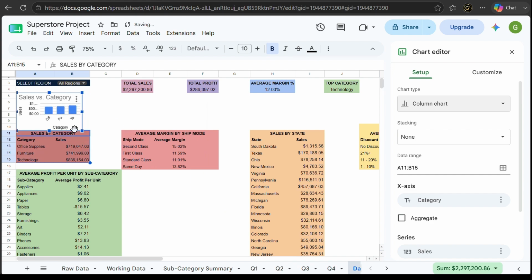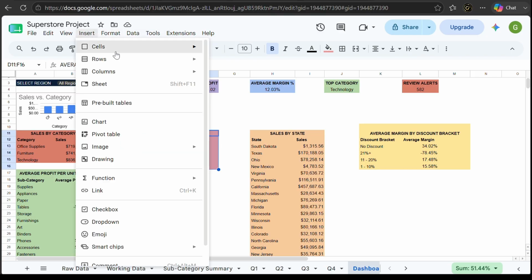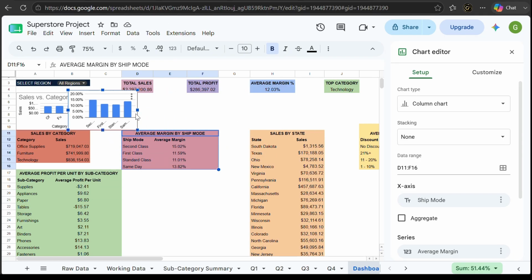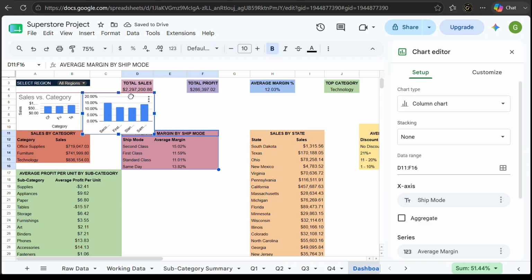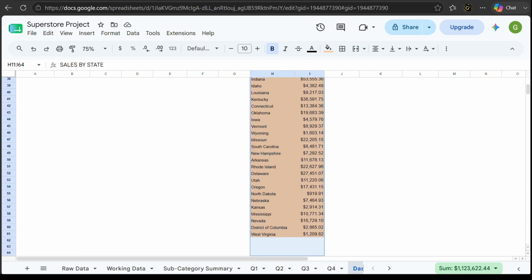For now, I'm just going to make this small and keep that there. I'm going to create another chart. The next chart is for average margin by ship mode. That's the purpose of having this next chart that is here. Don't worry about the arrangement, I'm going to arrange every single one of them. The next chart I'm going to be looking at is going to be the sales.